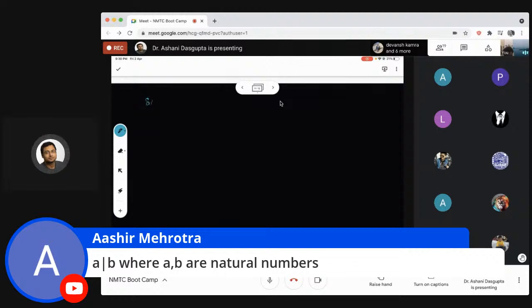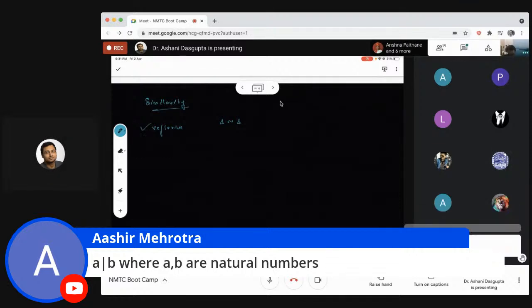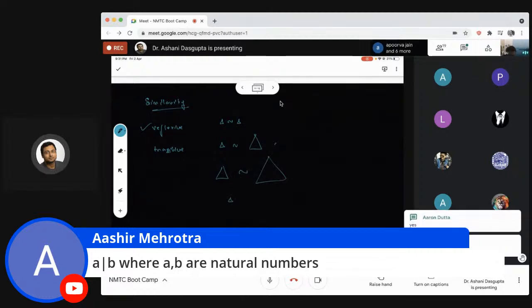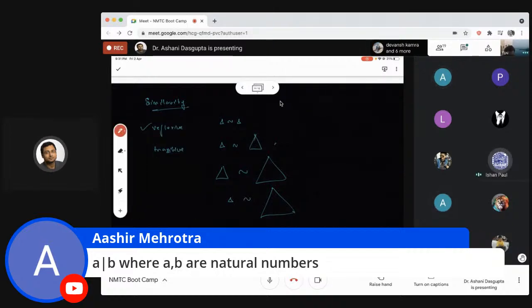So similarity. Firstly, is it reflexive? That is, is a triangle similar to itself? Yes. Of course, it is reflexive. Is it transitive? That is, if a triangle is similar to another triangle, and this other triangle is similar to another triangle, then will the first triangle be similar to the last one? Yes, this is also true. That's transitive. Okay, transitive works. Looking good so far.